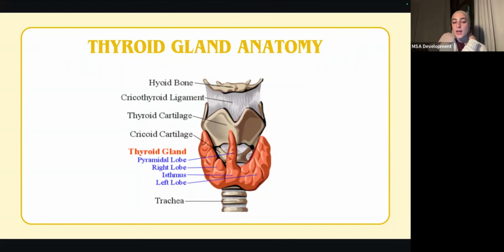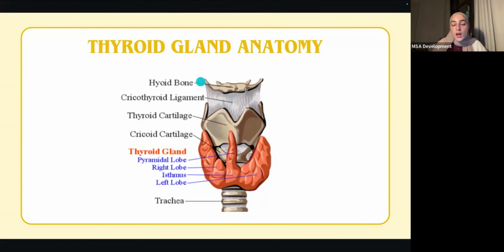It's found here in your neck, and it has three lobes. It has the right lobe, the left lobe, and a lobe that's not found in everyone. It's called the pyramidal lobe. This lobe is very important because sometimes when they're doing surgery to the neck, they don't realize that this patient has this specific lobe, and they might injure it, and it could cause a lot of bleeding. So you have to always think about, this patient might have a lobe in the middle, and this is the isthmus, which is in the middle of the right and left lobe.